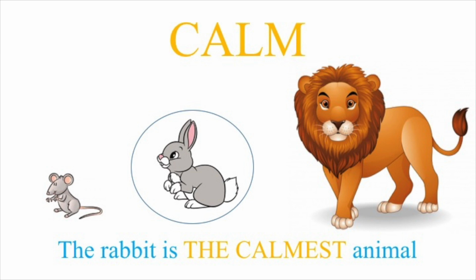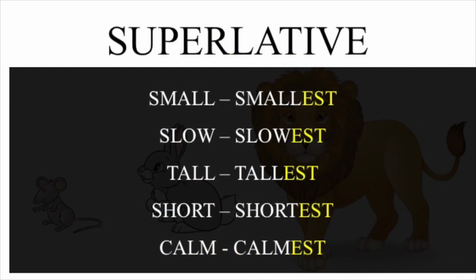Calm. The rabbit is the calmest animal. So for superlatives, small, smallest, slow, slowest, tall, tallest, short, shortest, calm, calmest. So for superlatives, sometimes we just add EST to the adjective word, and that creates the superlative.